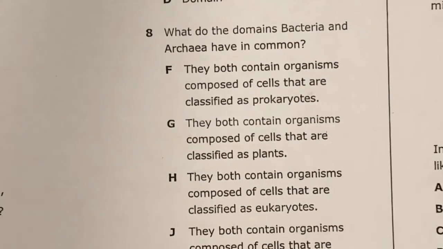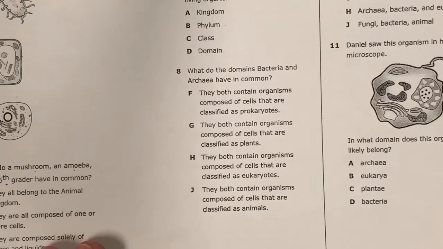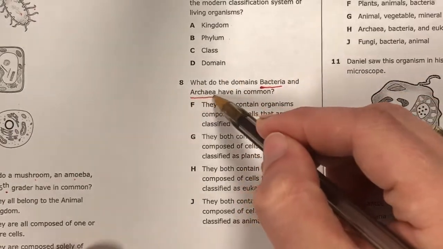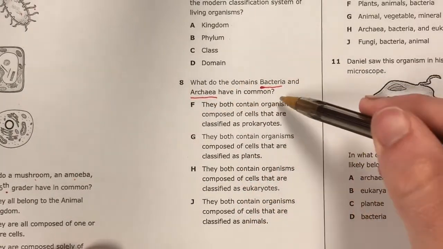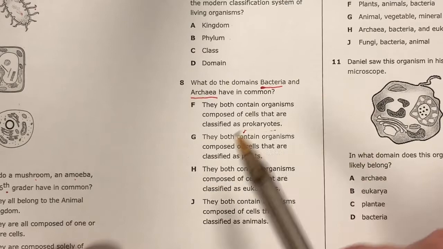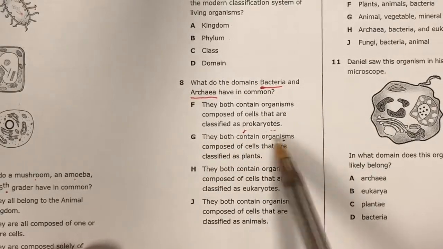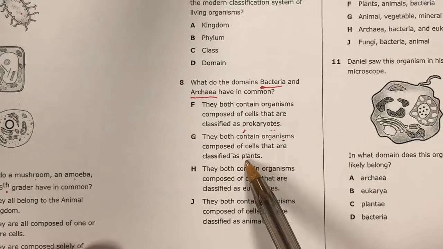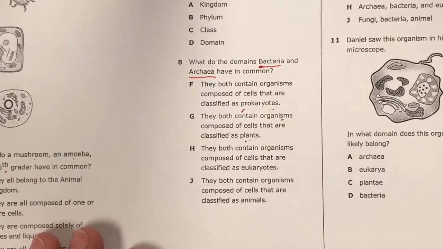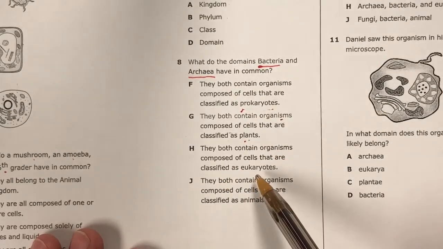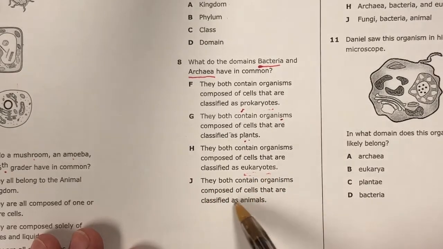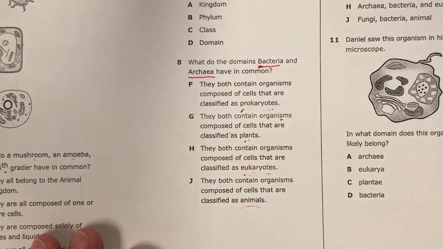Number eight. What do the domains bacteria and archaea have in common? F, they both contain organisms composed of cells that are classified as prokaryotes. G, they both contain organisms composed of cells that are classified as plants. H, they both contain organisms composed of cells that are classified as eukaryotes. Or J, they both contain organisms composed of cells that are classified as animals.